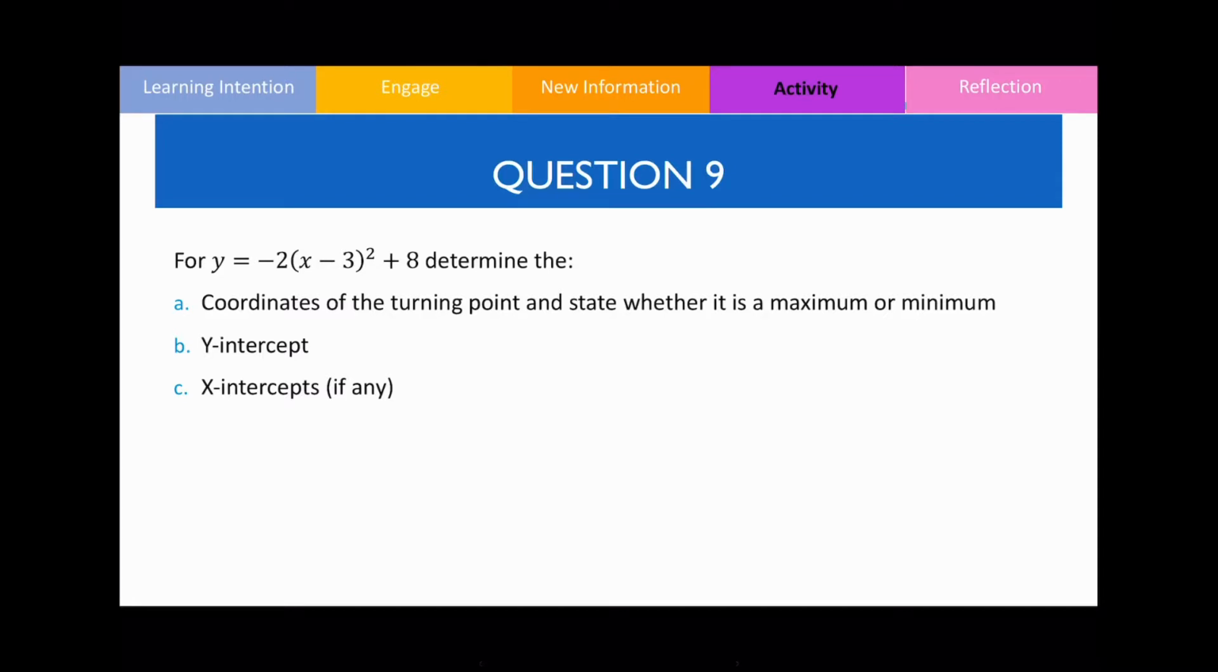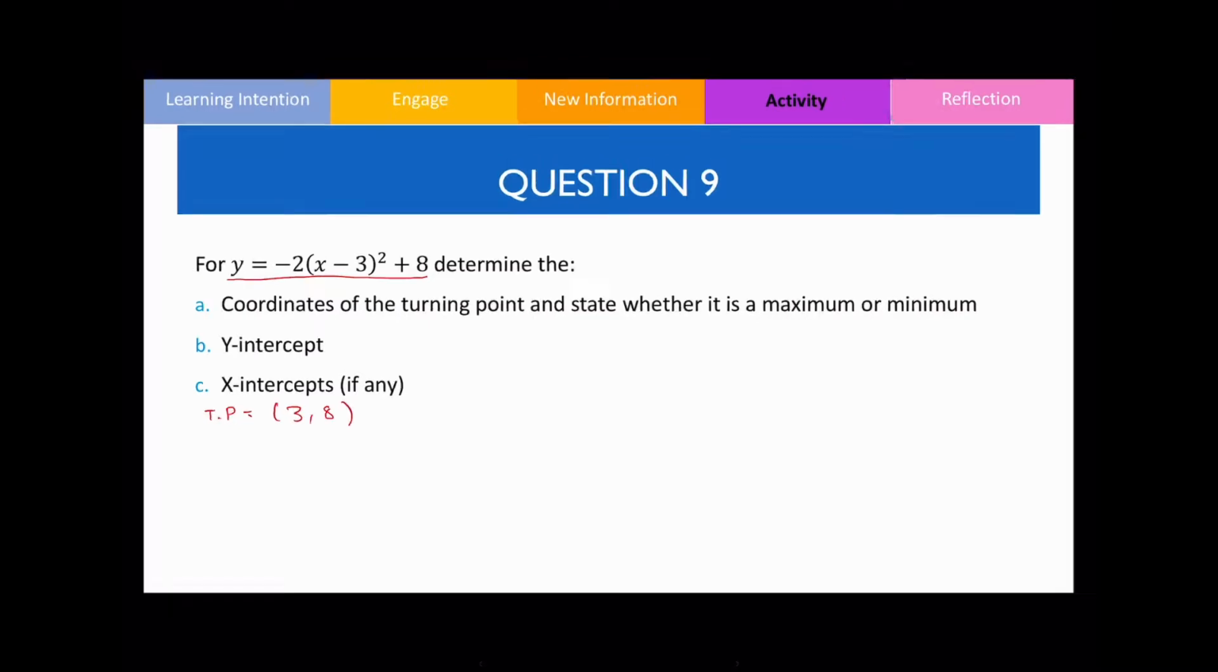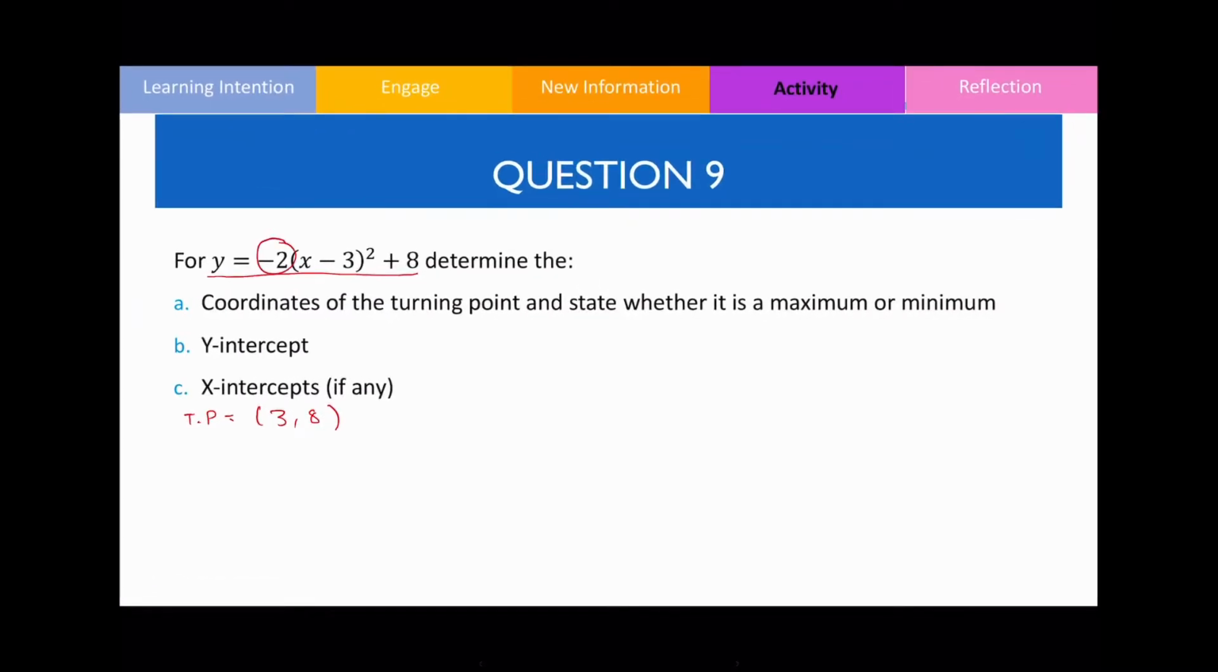So for our last question, you're trying to find out the turning point, the y-intercept, as well as your x-intercepts. Since this question is already given in the turning point form, we can easily recognize that your turning point is going to be equal to (3, 8). And because this coefficient, this number, is a negative value, this indicates that it's going to clearly be a maximum. So TP is a maximum. So that's for part A.